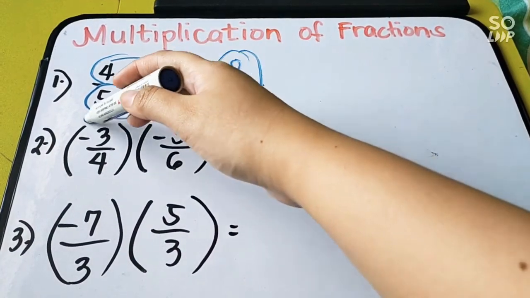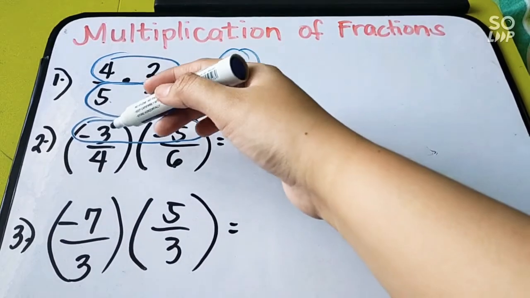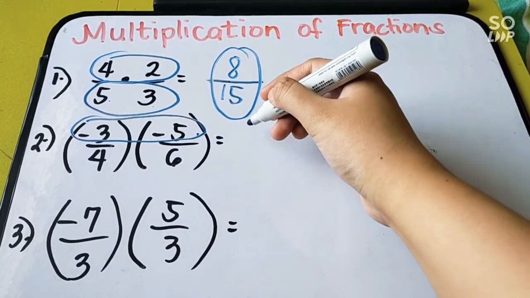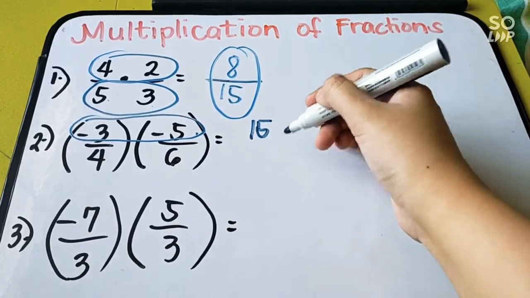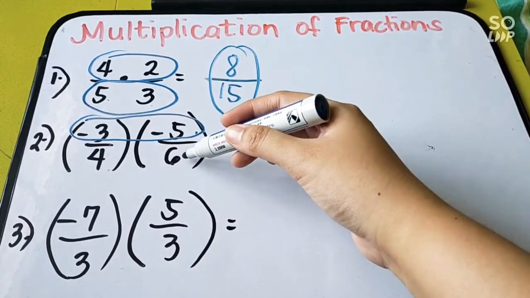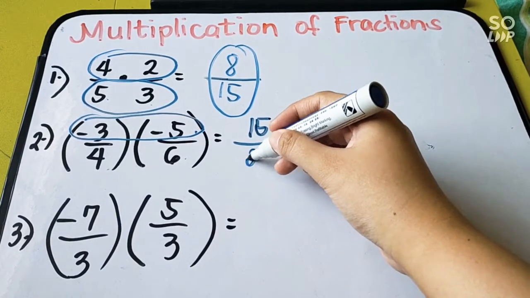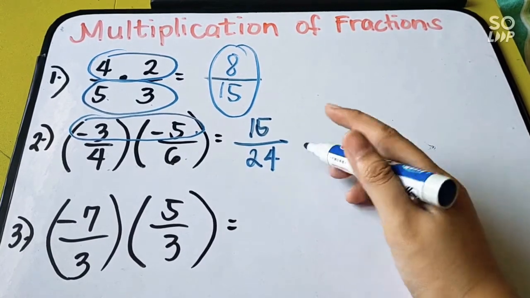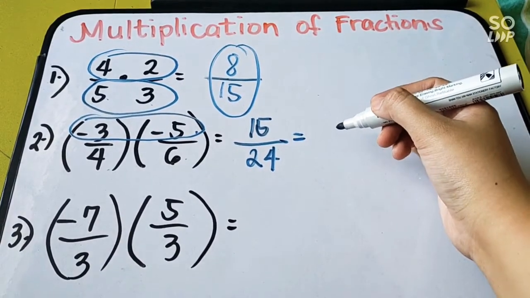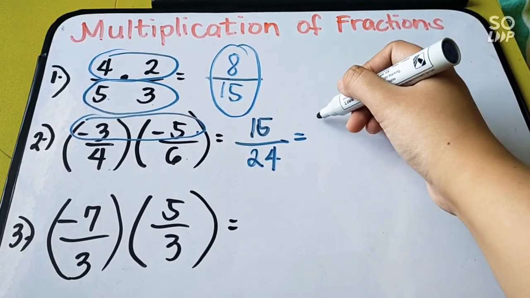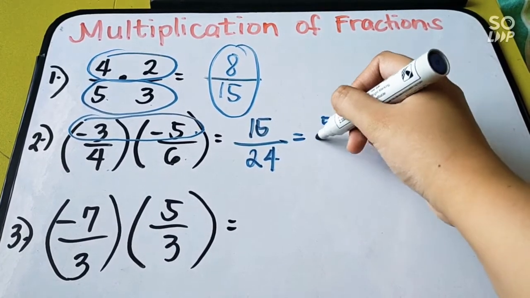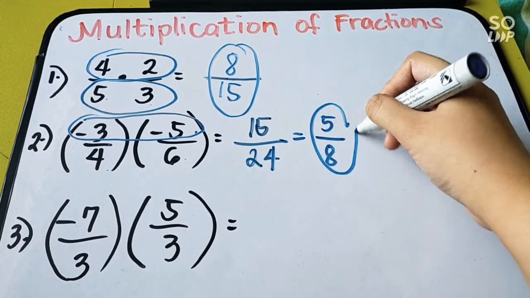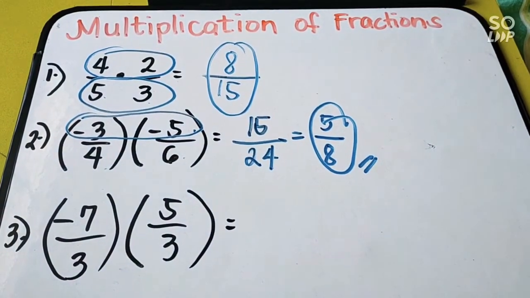We have numerator multiply by numerator. Negative 3 times negative 5. Since they are both negative, magiging positive na siya. So, the answer is positive 15 over 4 multiplied by 6, the answer here is 24. Then, 15 and 24, they are divisible by 3. The answer is 15 divided by 3, the answer is 5, over 24 divided by 3, the answer is 8. So, this is now your final answer. We have 5 over 8.